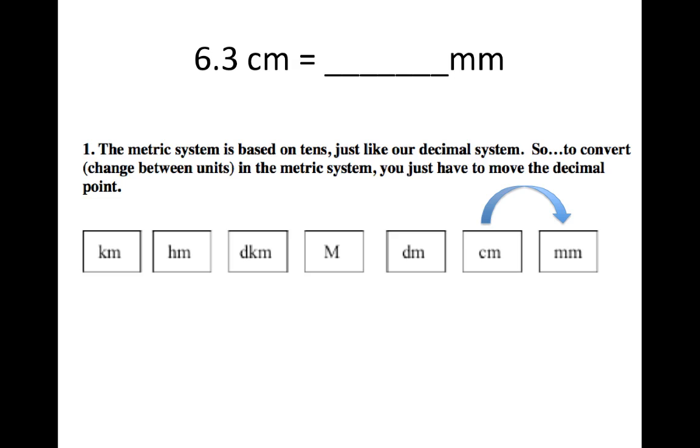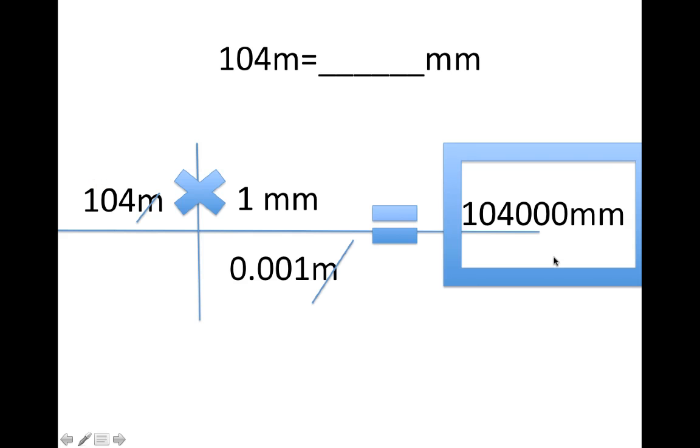You guys may have heard the mnemonic device, King Henry died Sunday drinking chocolate milk. That's just a way for people to remember the order of our chart. Where's our chart?